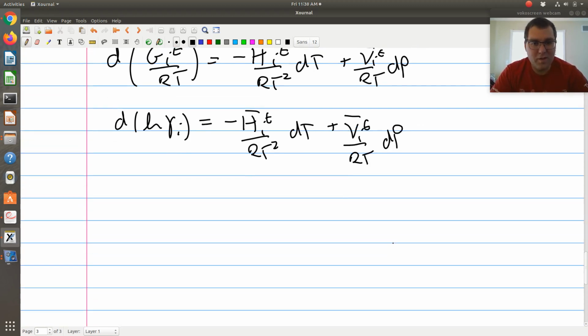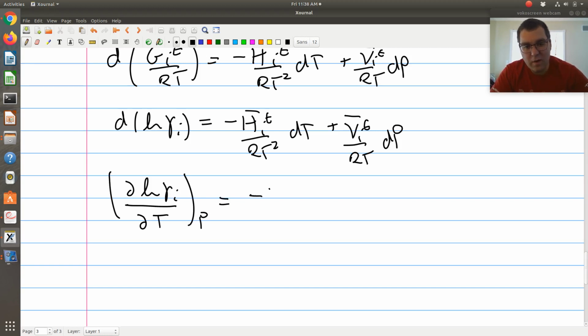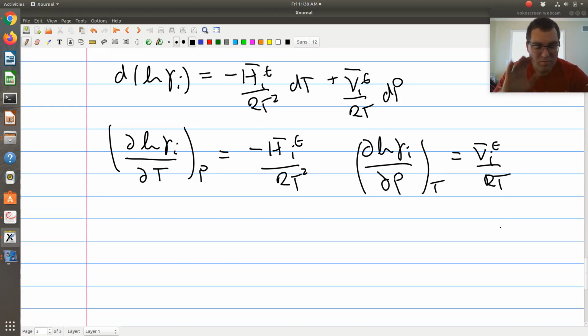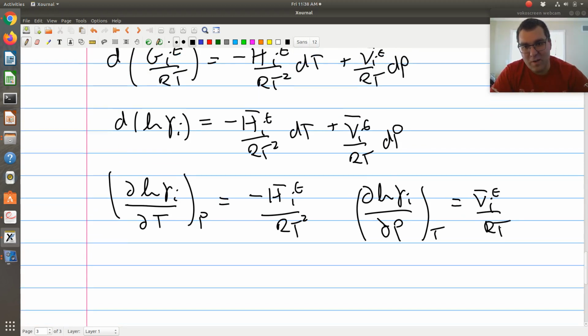So if I was interested in, say, temperature dependence of my activity coefficient, here you got it, right? So this would tell me that partial log gamma i partial T at constant P would be equal to negative h bar i E over RT squared. So the temperature dependence of log gamma i is related to my partial molar excess enthalpy. And then if I wanted pressure dependence, d log gamma i dP at constant T would be v bar i E over RT.